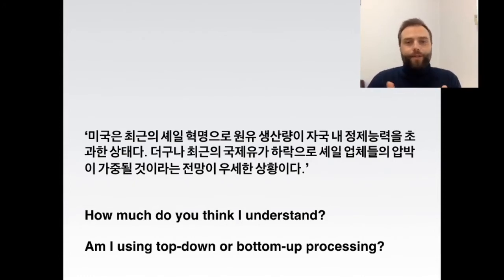Okay, so I can read Korean, right? You can see that I can almost read Korean. But how much of this do you think that I understood? I told you before that my Korean is okay for basic conversations. I can get around in life. But this is taken from a newspaper article. And to be honest, I only understand a few words in here, okay?